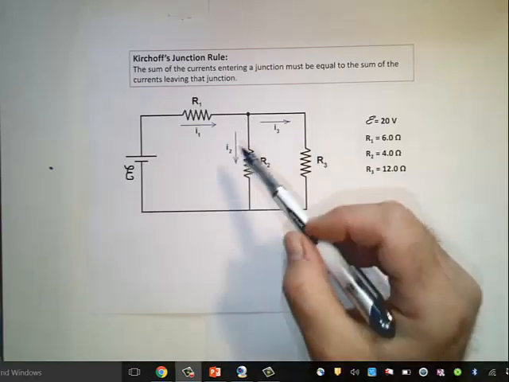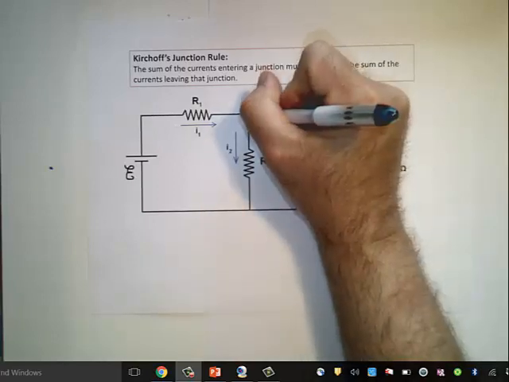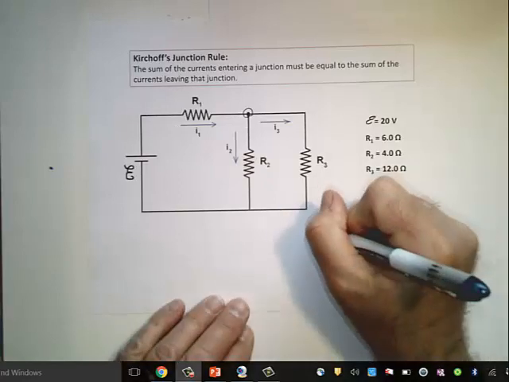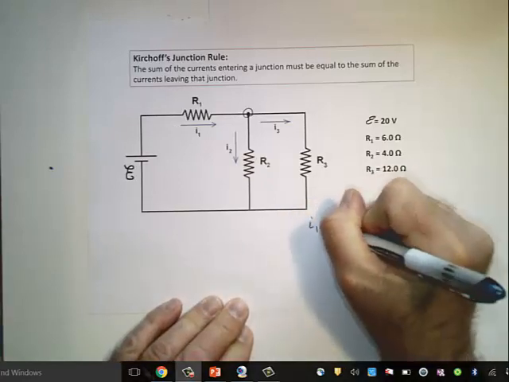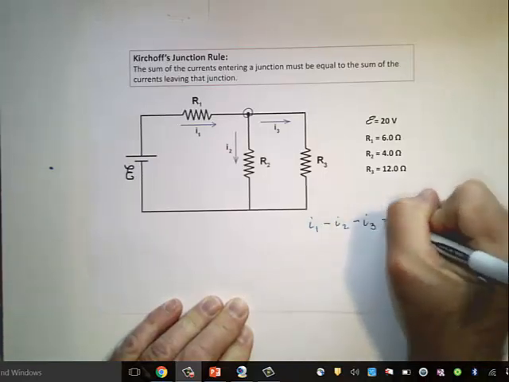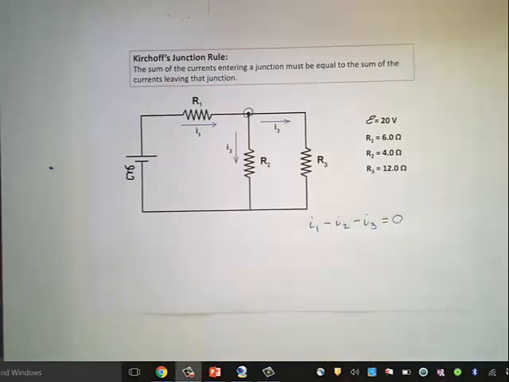So the junction rule would say that, for example, at this junction, all the current going in must equal all the current coming out. Or another way of saying it is that I1 minus I2 minus I3 equals 0. So we have one equation. Unfortunately, that one equation has three unknowns. We've got the resistances, we have the EMF, we don't know what the currents are.